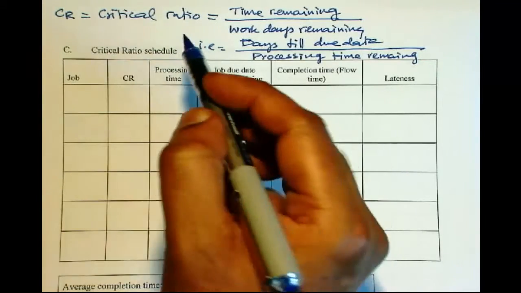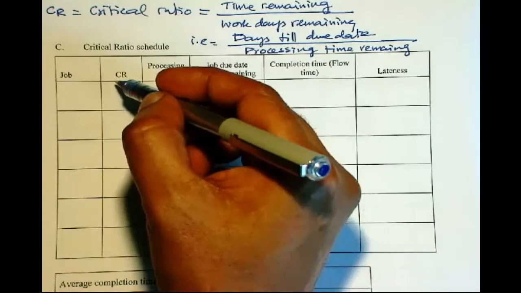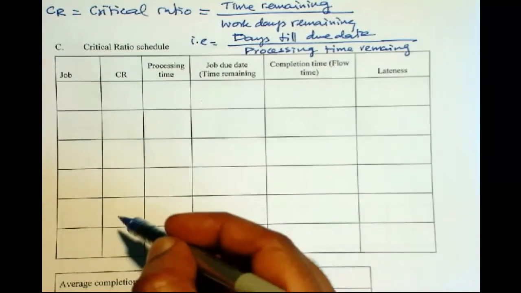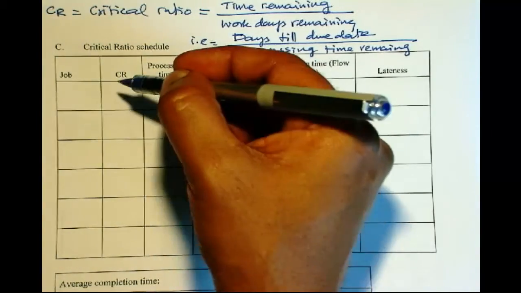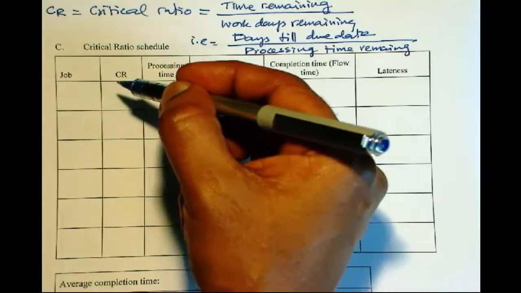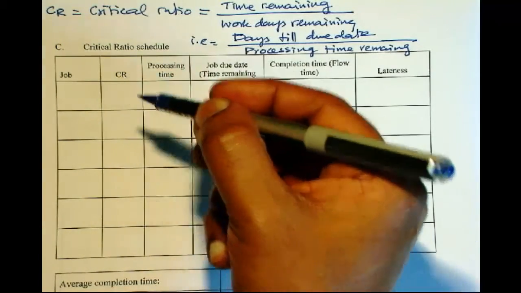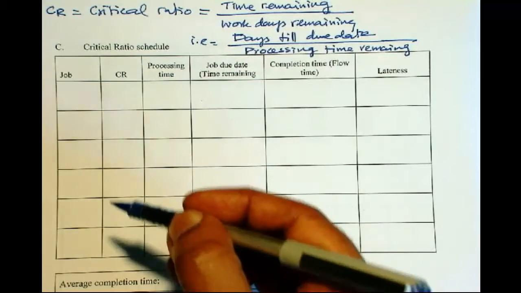So when you compute CR, then you need to arrange the jobs in increasing order of CR. The smallest CR is the most critical, so that should go first, and then the next smaller one, and then the next smaller one, and so on.